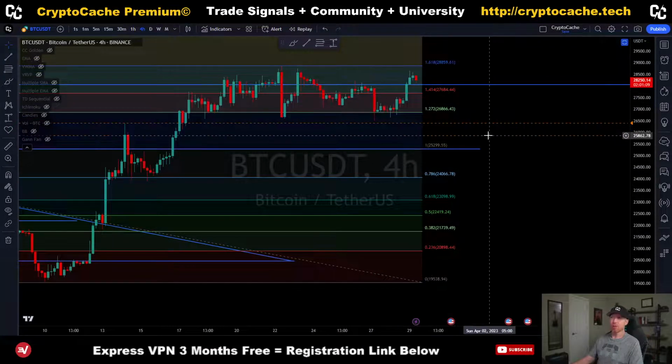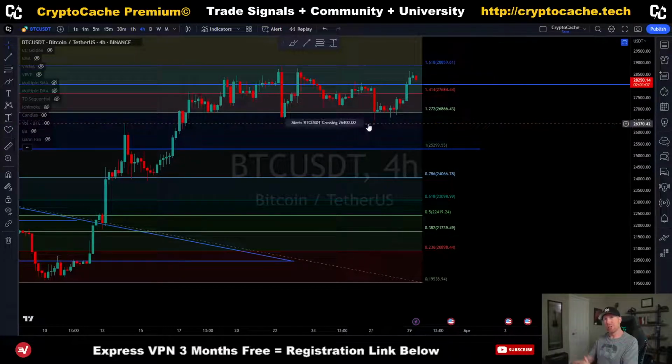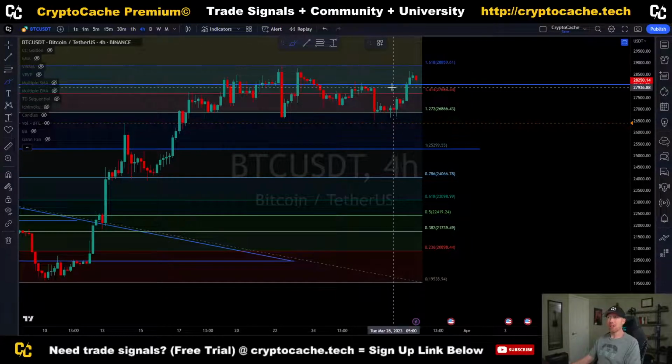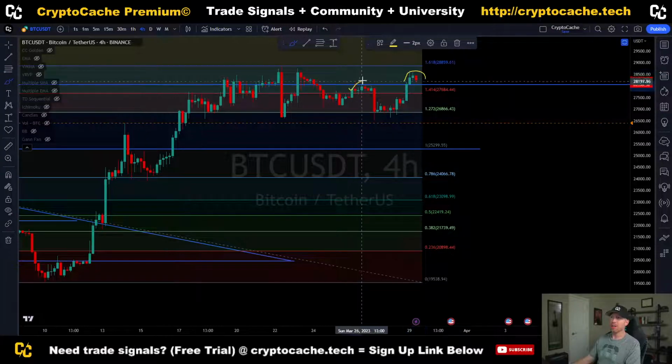Now that we've had that strong convergence, we broke that lower low, lower high pattern, and now we're making higher highs. So the reason why this is potentially a positive sign here, at least to the upside, is because this most recent high right here is higher than the previous.